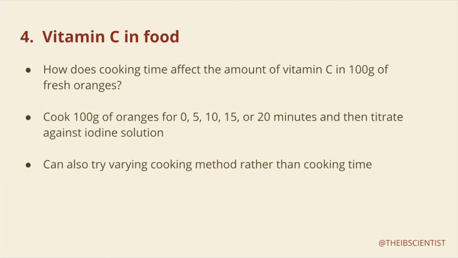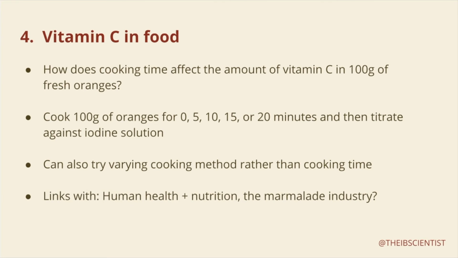If you want to, you can also vary the cooking method rather than cooking time. Or you could look at oranges with pulp or without pulp and see how that changes things too. The variables are up to you to play with. Then these obviously have links also with human health, with nutrition, and I put here the marmalade industry with a question mark because I feel like maybe fresh oranges versus orange juice versus orange marmalade, maybe there's different levels of vitamin C. I don't know. Feel free to get creative with that one.